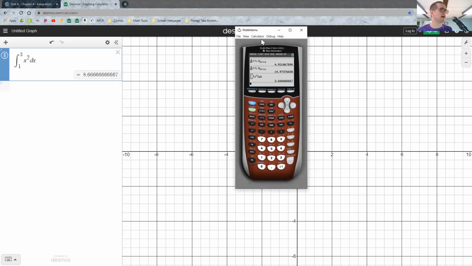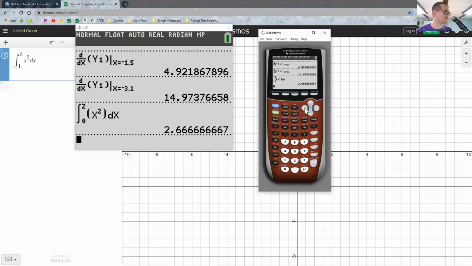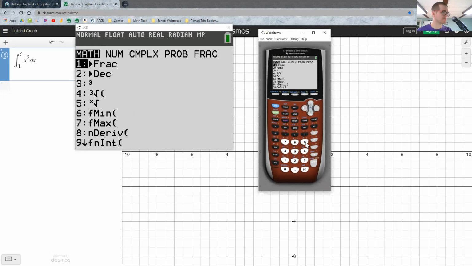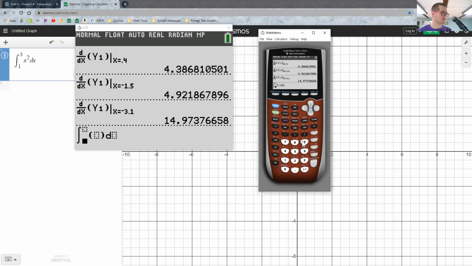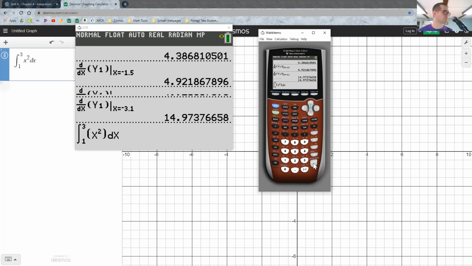Here it is. And let's get the detached view. So I have it set up here, but I was going to do a different one. All right. To do it on here, if you click math, number 9 gives you a definite integral. So you can type in 1, and then my function is going to be x squared dx. Boom.